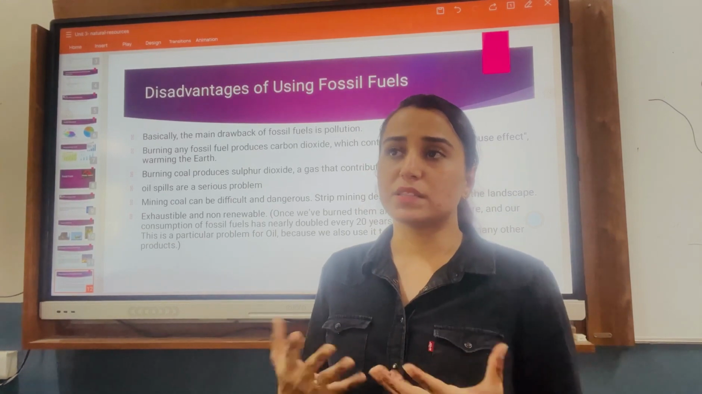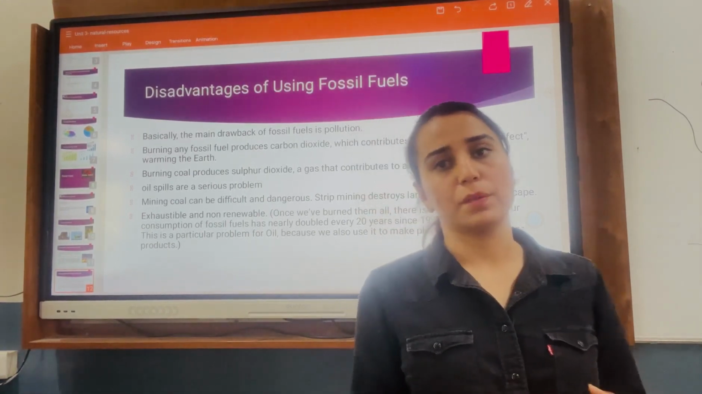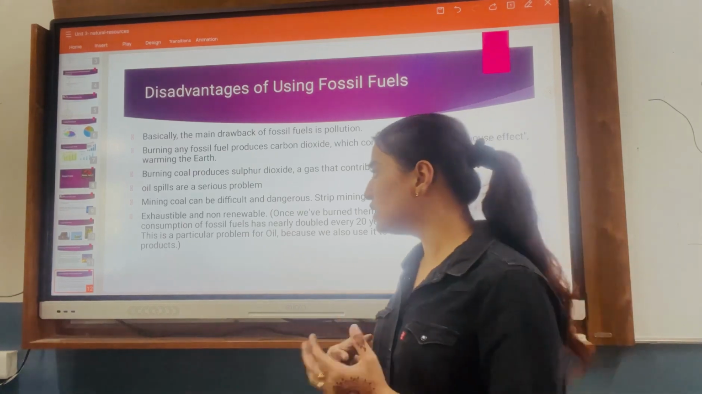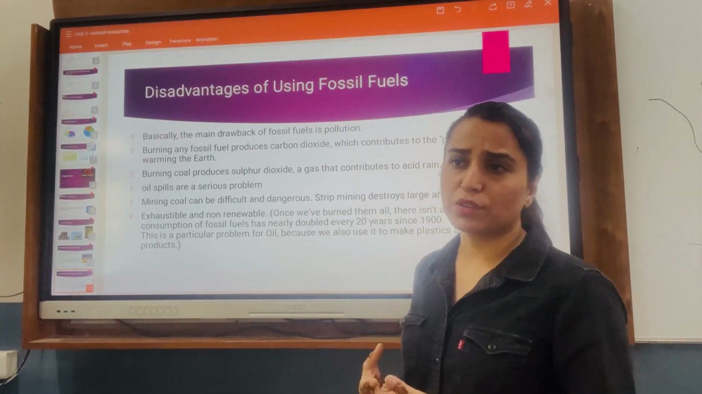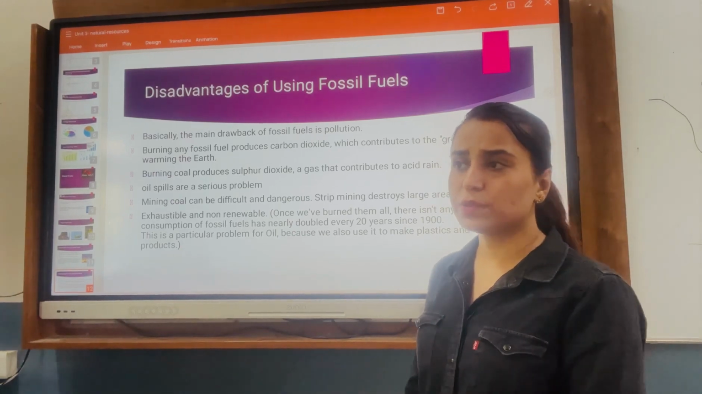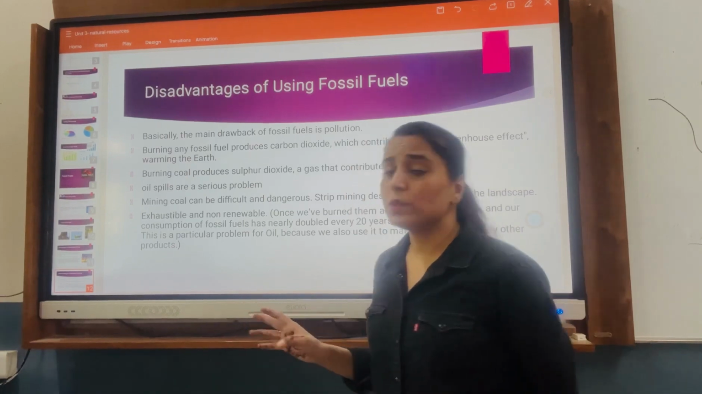All these are the basic varieties of coal. Peat is the worst quality, anthracite is the best quality. So of all these qualities of fuel, the worst quality will produce more pollution, or will produce more pollutants in the atmosphere. Another big major problem is oil spill.